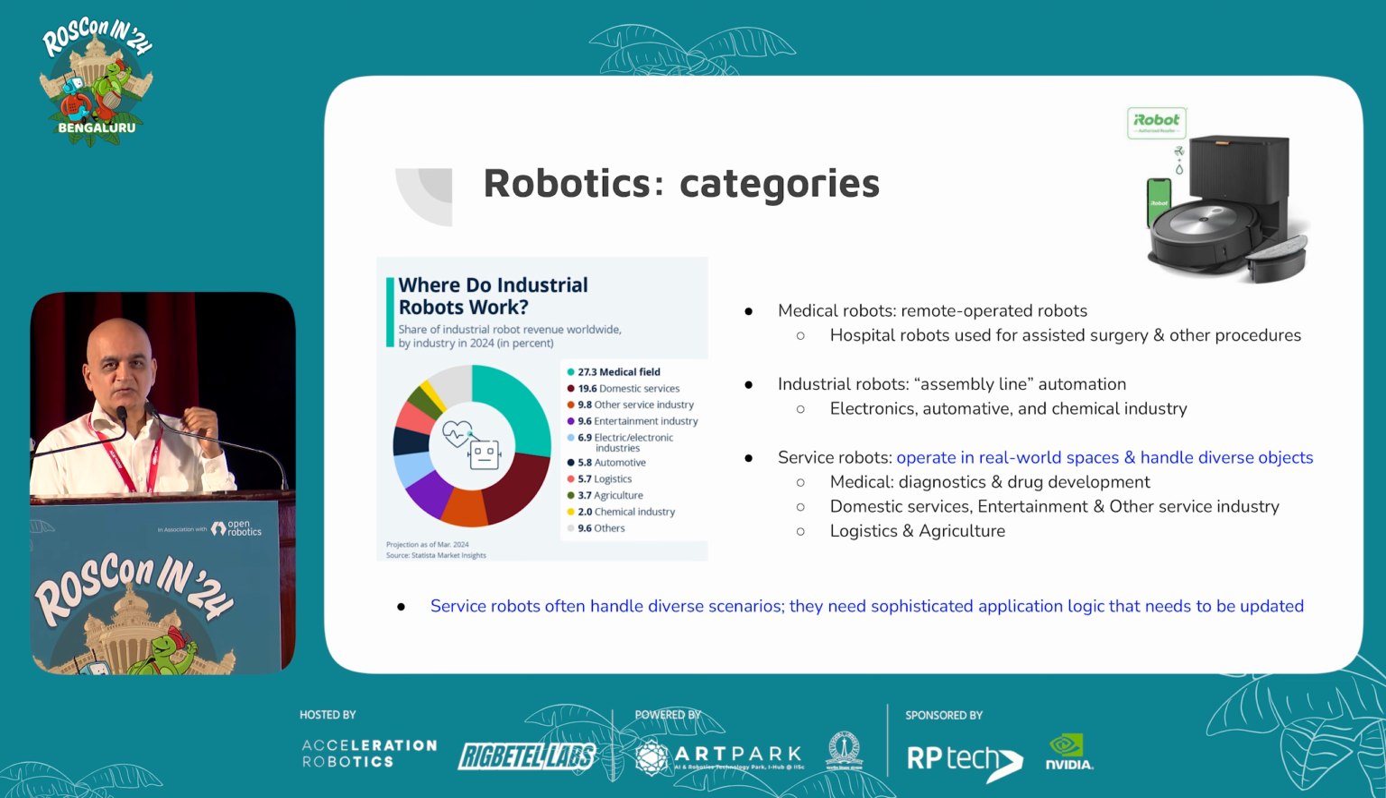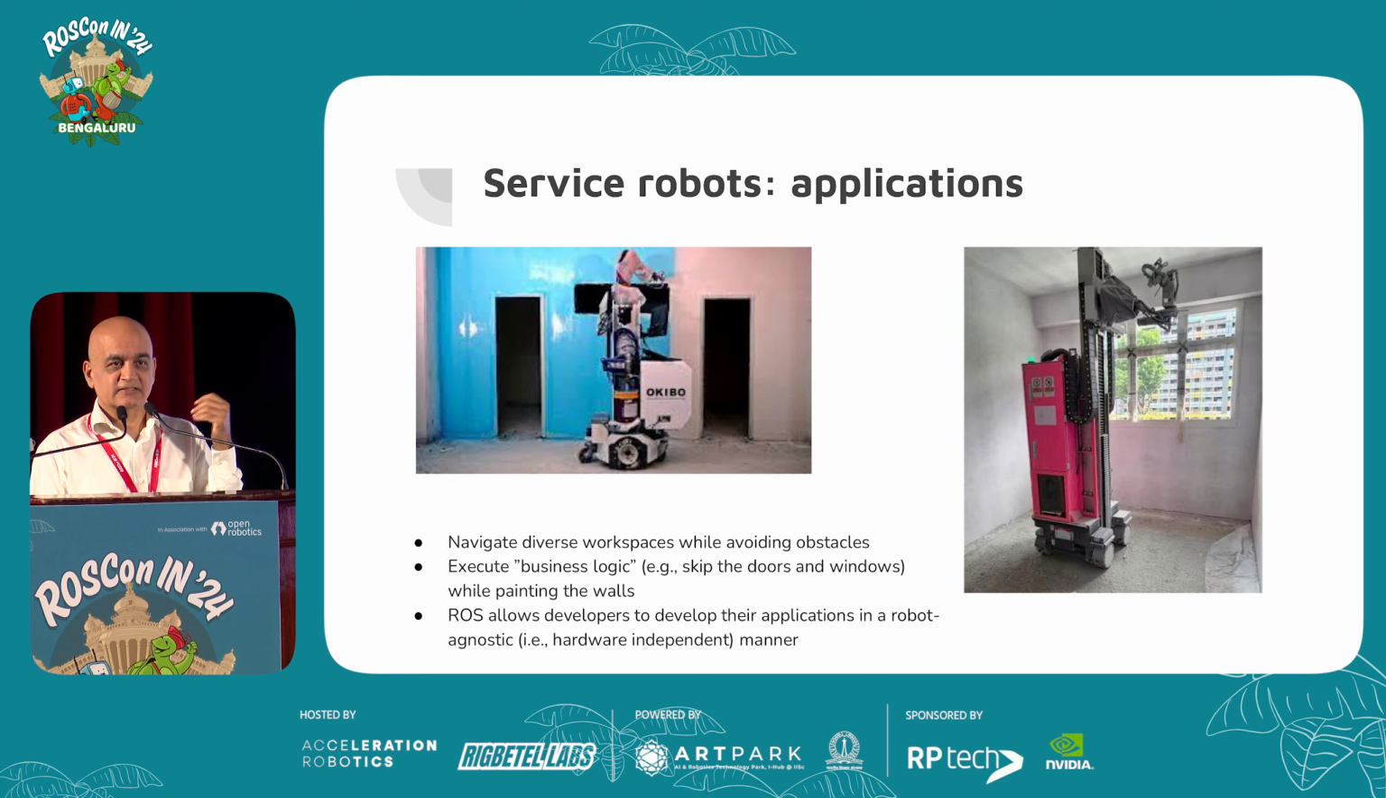This is the example. Some of you would have met one of the participants here at NX Construction, who is in this business. If you look at this, this is a service robot doing a painting job. It needs a business logic, in the sense that it should paint the wall but skip the doors and the windows. Obviously it has to navigate the workspace and avoid obstacles, but there is a business logic that it needs to understand. This is enabled by ROS2 because it allows for a device-independent, robot-independent, hardware-independent way of doing these things.